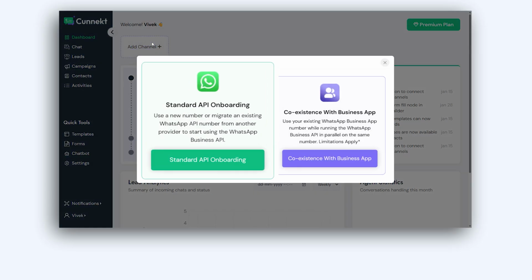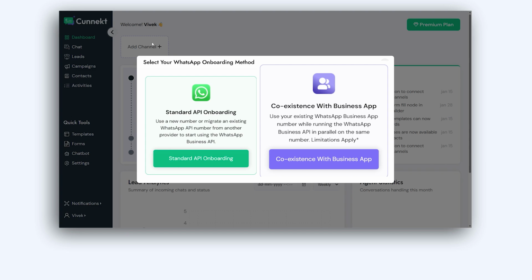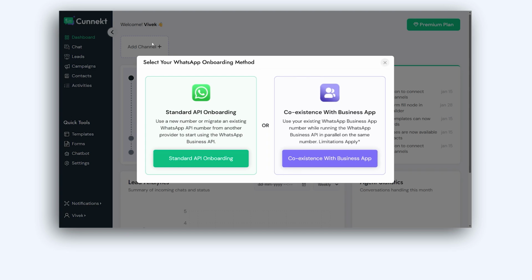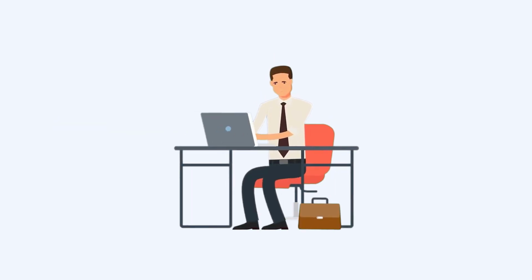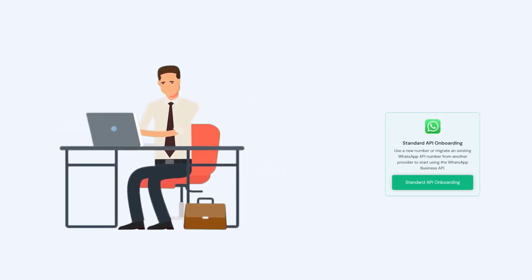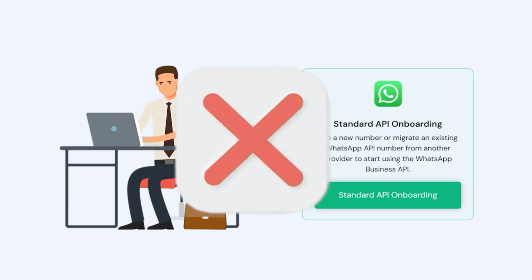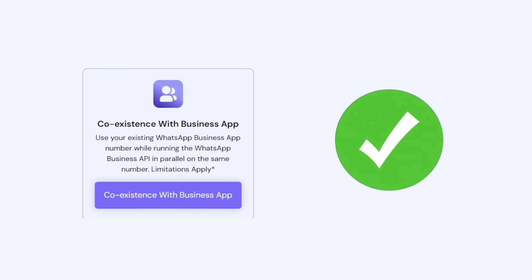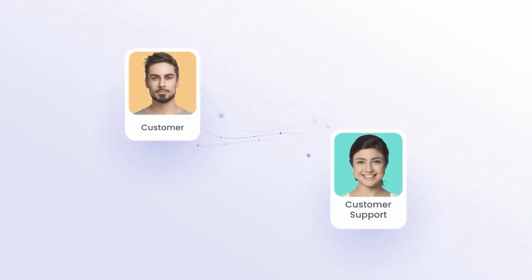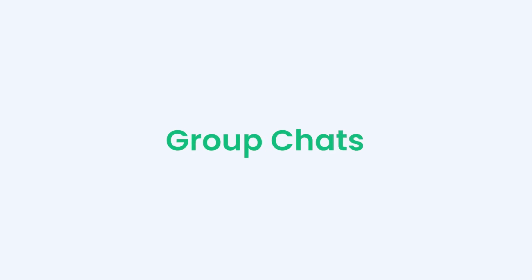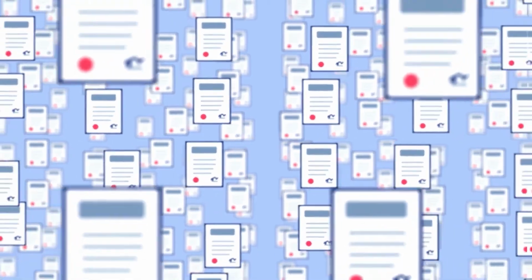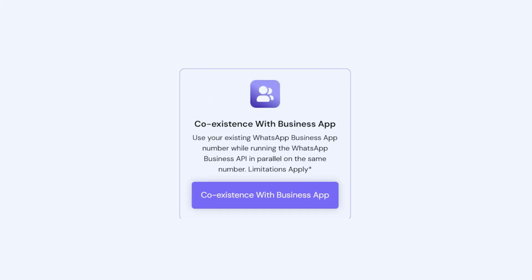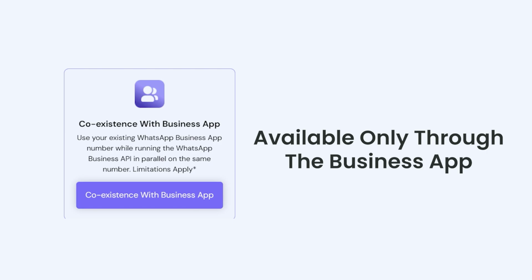Now that you have seen both options in detail, let's put them side by side so the choice becomes clear. Now let's go through each feature one by one. Can you still use the WhatsApp Business app? With Standard Cloud API? No. With Coexistence? Yes. Your team keeps using it alongside the API. Standard Cloud API does support group chats, but with a limit of 8 contacts per group. With Coexistence, group chats are available only through the Business app without that restriction.